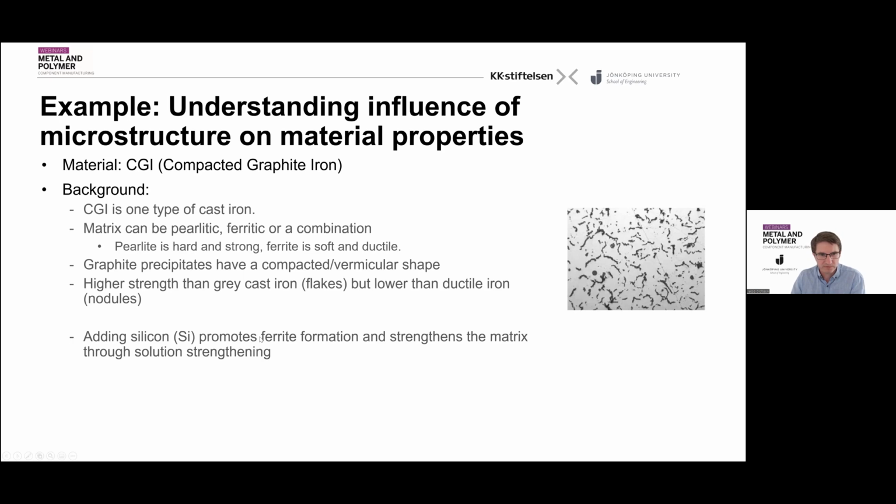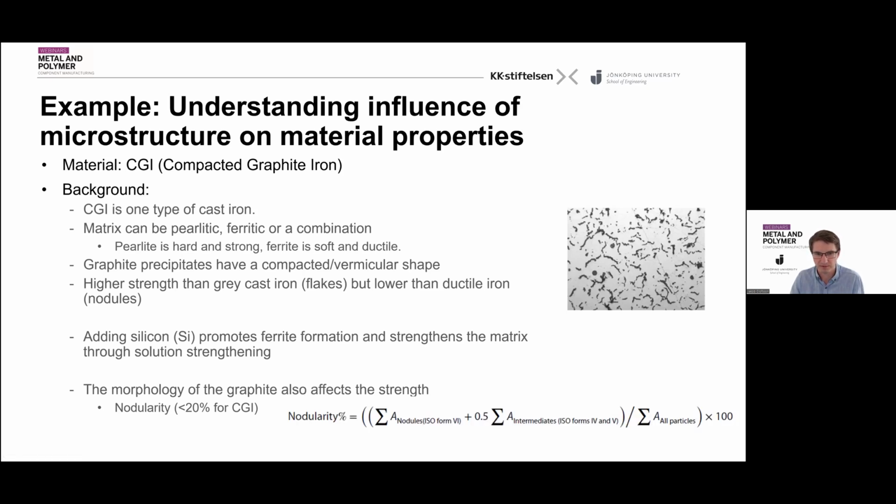And what we know is that adding silicon promotes the formation of ferrite, but it also strengthens the matrix through solution strengthening. So we know that silicon is one of the interesting factors to investigate. But then we also knew that the morphology of the graphite also affects the strength. And one measure to look at when you talk about the morphology, that is the size and shape of the graphite, is nodularity, which typically is less than 20% for CGI. It should be below 20%.